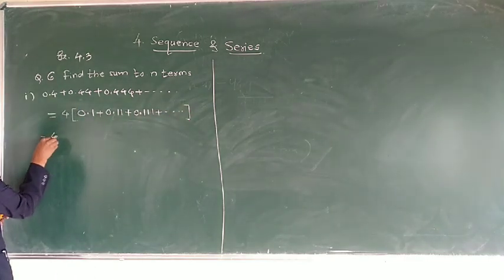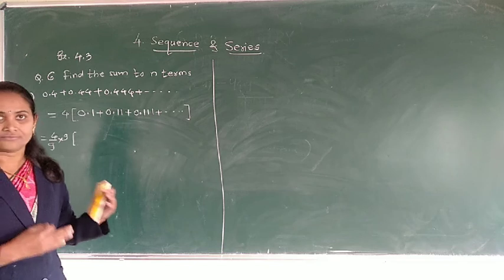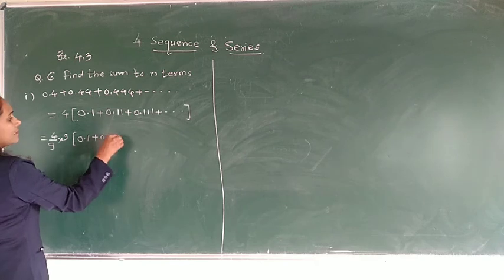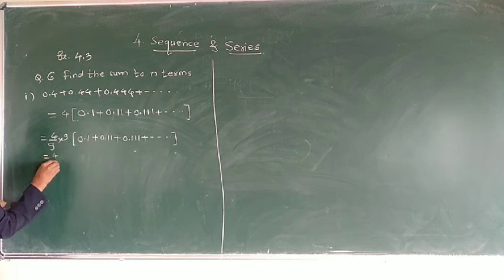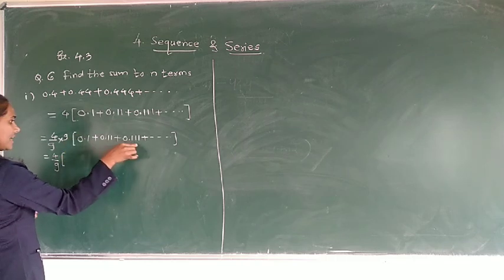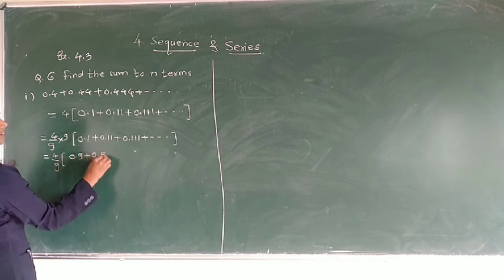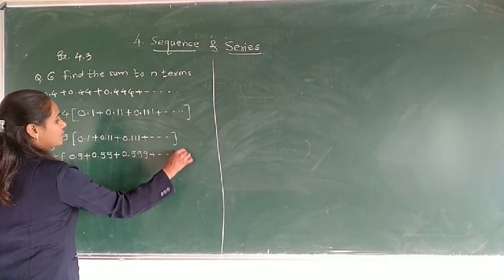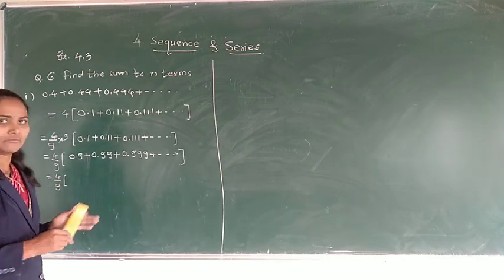Now see here we multiply and divide by 9. In the last lecture, in question number 5, we also solved this type of question. Now this 4 by 9 stays as it is, and by this 9 we multiply each and every element in the bracket. So 9 into 0.1 is 0.9, plus 0.99, plus 0.999 and so on. Now again the sequence in the bracket is not in GP.